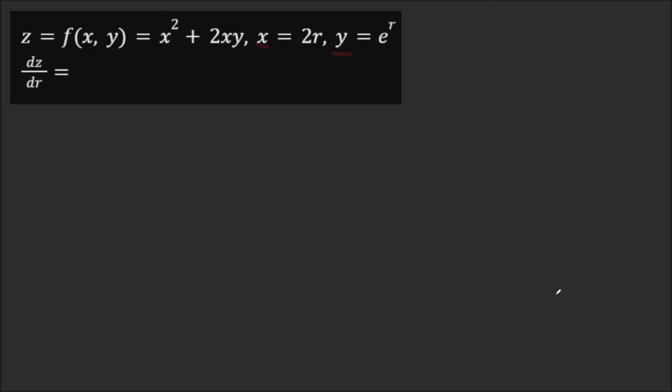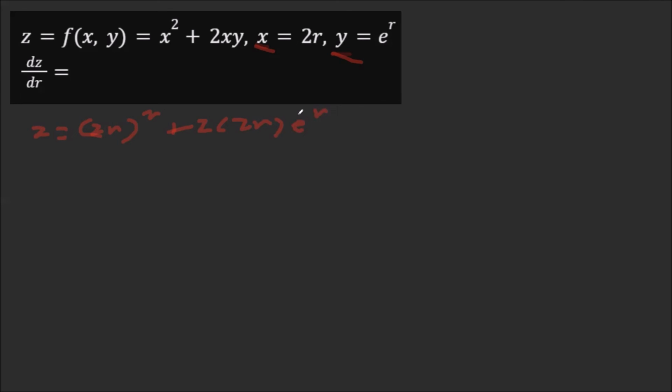into our parent multivariable equation. And from there, I'm going to take the derivative. So instead of listing out the general formula, I'm just going to say z is equal to 2r squared plus 2 times 2r e to the power of r.